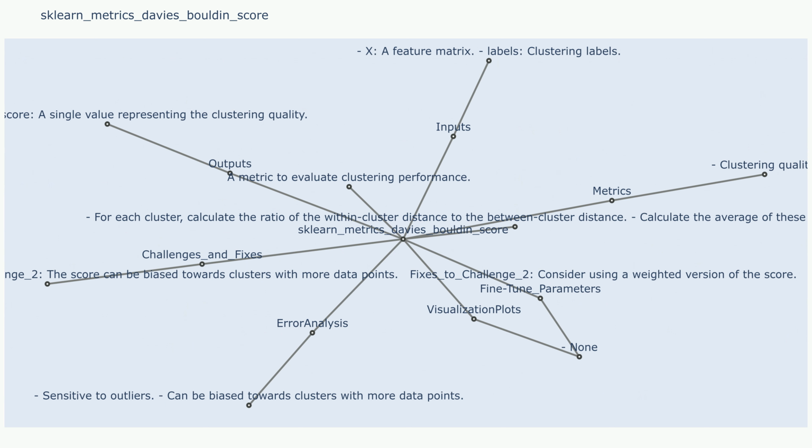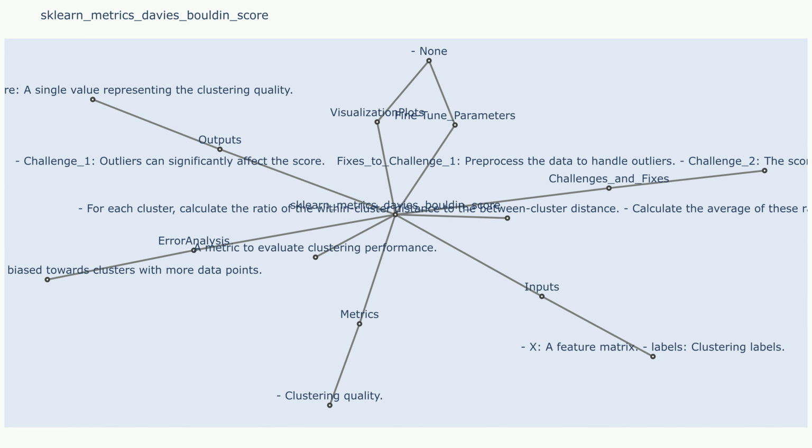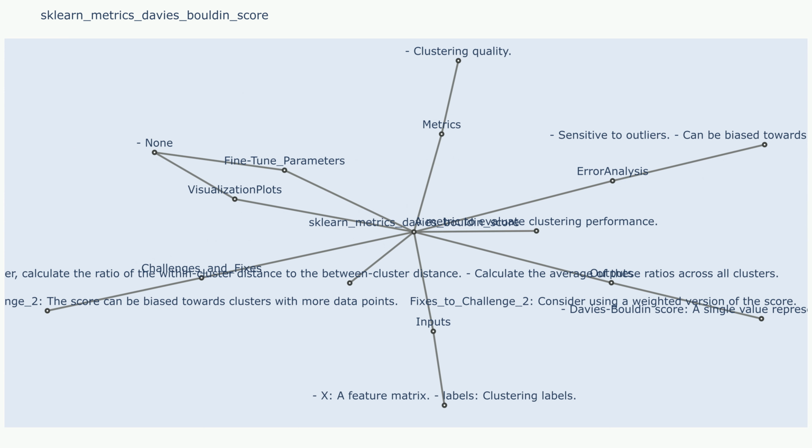Uncertainty methods: bootstrapping, repeatedly sampling from the original dataset and calculating the Davies-Bouldin score on each sample. This can help estimate the variability of the score. Cross-validation: splitting the dataset into multiple folds and calculating the Davies-Bouldin score on different combinations of folds. This helps to assess the stability of the clustering results.